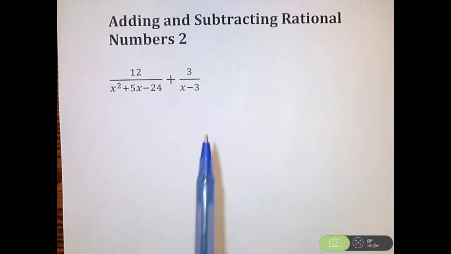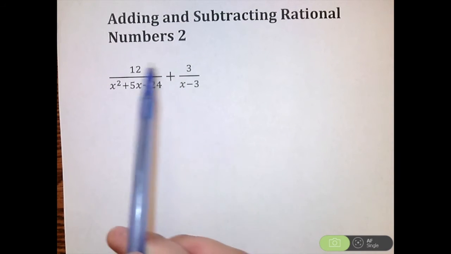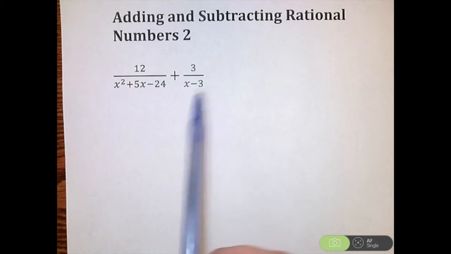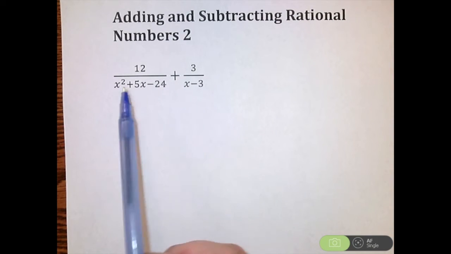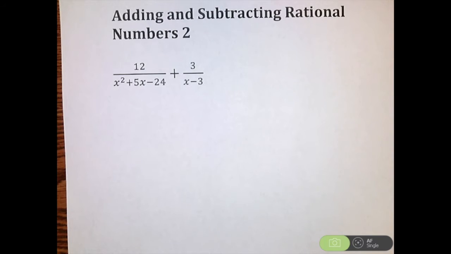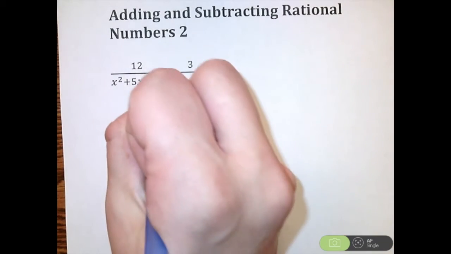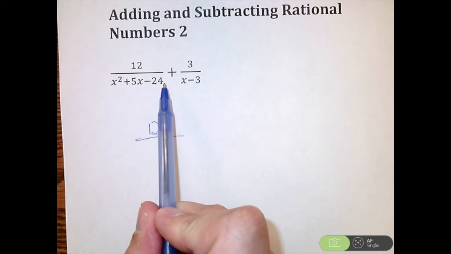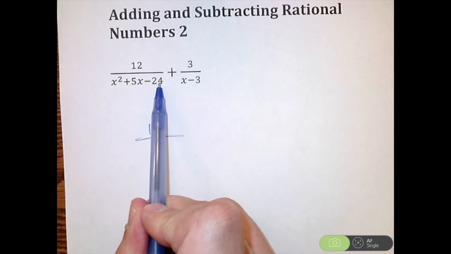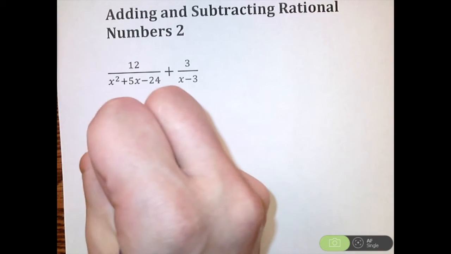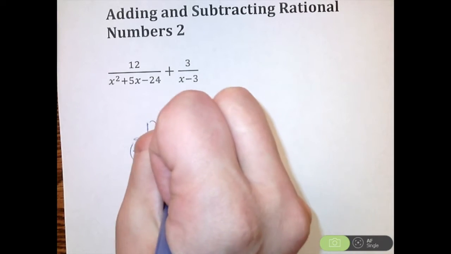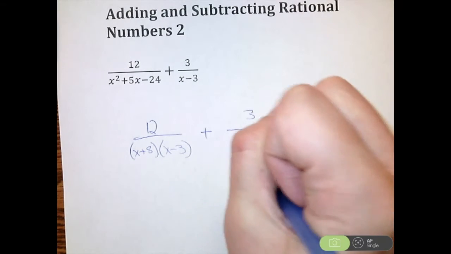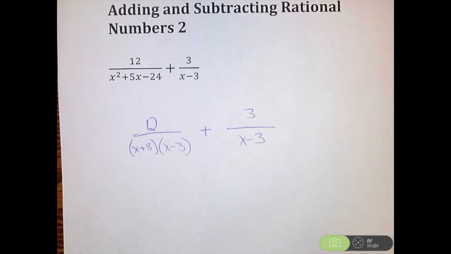not have common denominators. So I have 12 divided by x squared plus 5x minus 24 plus 3 divided by x minus 3. So remember, with adding and subtracting, we're very, very particular about having common denominators. We want the denominators to be the same. So the first thing I'm going to do is factor each denominator to make sure we have common denominators. So if I have x squared plus 5x minus 24, looking for two numbers that multiply to negative 24 but add to 5, my factors are going to be x plus 8 and x minus 3. And then in my other fraction, 3 divided by x minus 3, that is already factored, so we don't have to do anything with that.